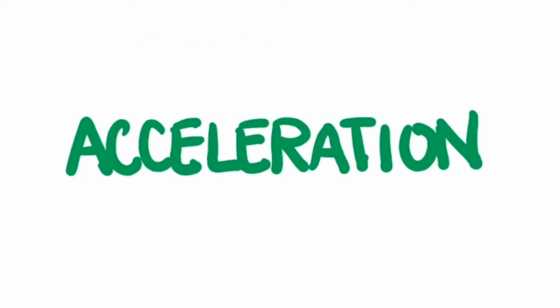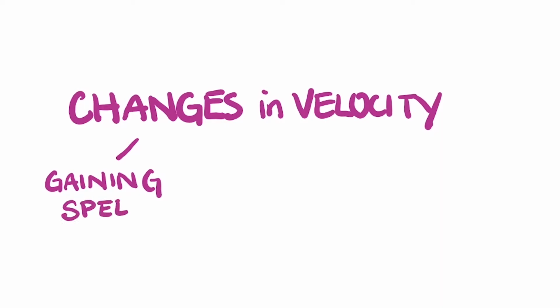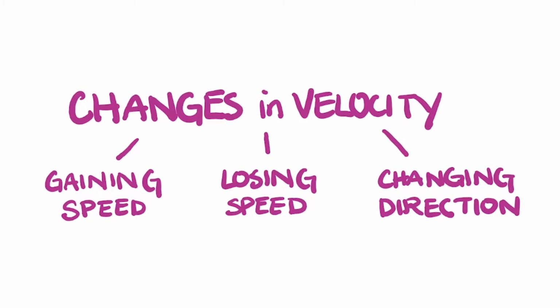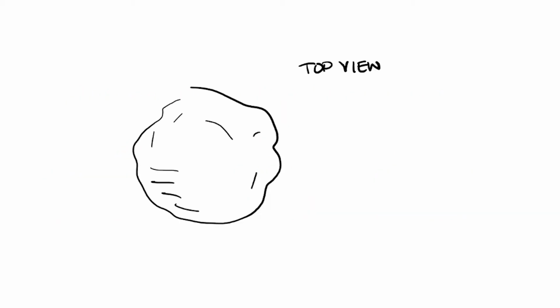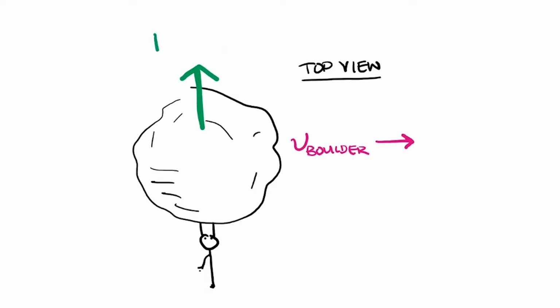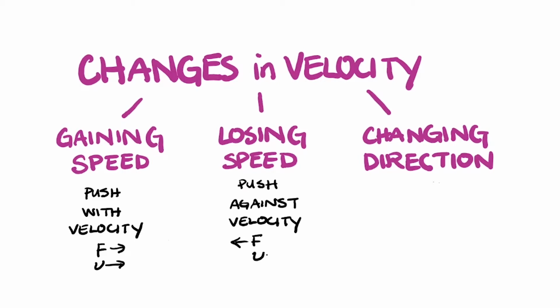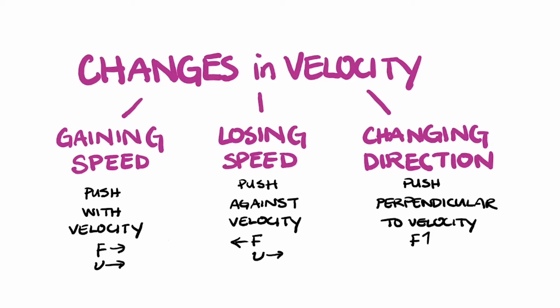Now, don't forget, acceleration exists whenever there's a change in velocity. And velocity changes anytime an object gains speed, loses speed, or changes direction. So, how would you push or pull on this boulder to change its direction? You'd have to push this boulder in a direction perpendicular to the direction of velocity. Don't worry, we'll talk more about this sort of acceleration in the near future. For now, let's focus on gaining and losing speed as a result of a force applied parallel to the object's direction of motion.